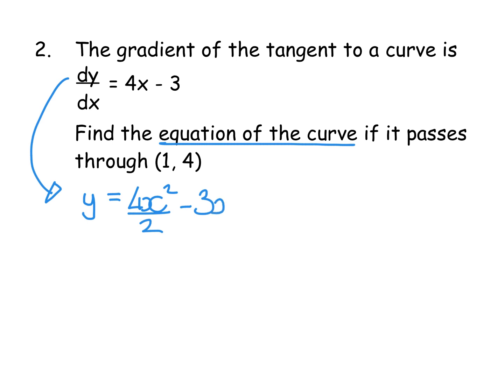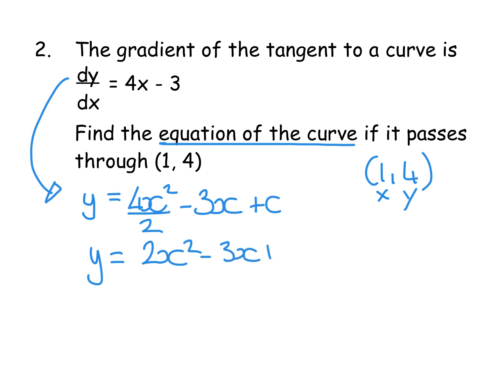3 becomes 3x when you integrate, and don't forget your plus c. Now the coordinate we're using this time is (1, 4), so y gets replaced with a 4 and x gets replaced with a 1. I've just realised I haven't written that out first. Simplify that down, it's 2x squared minus 3x plus c.